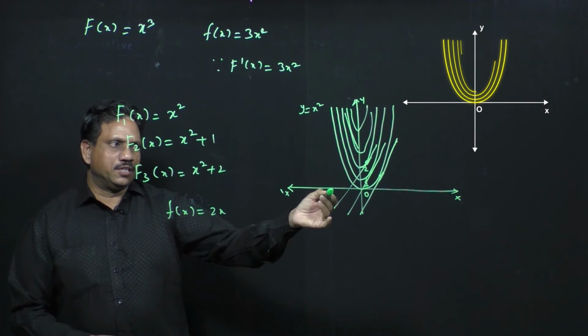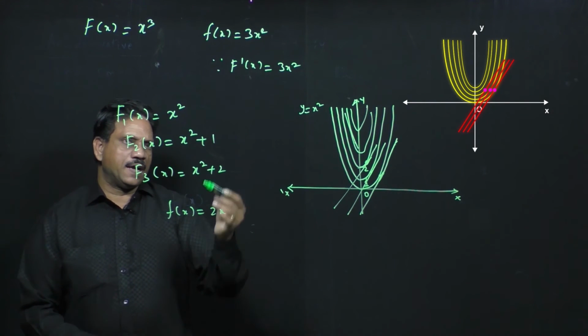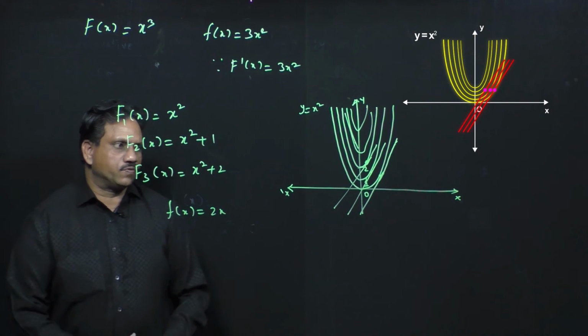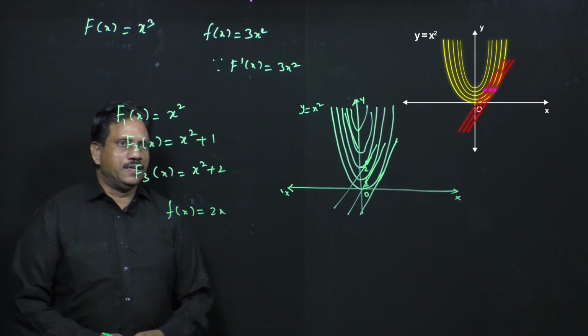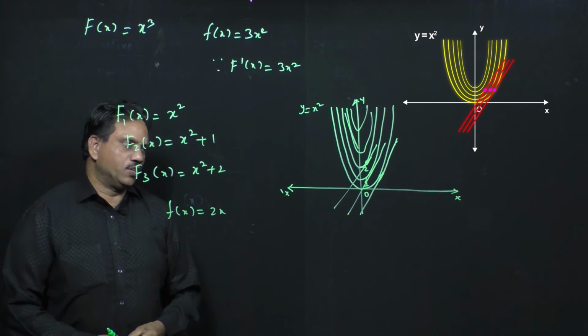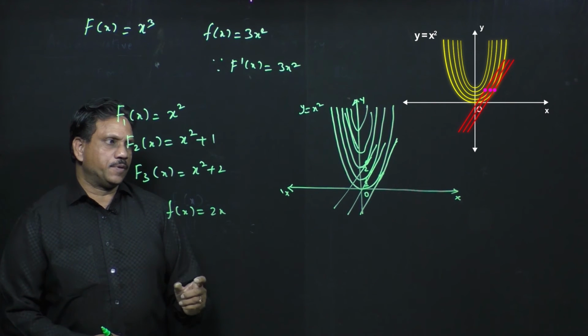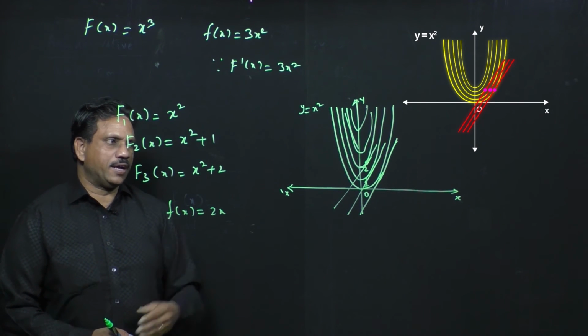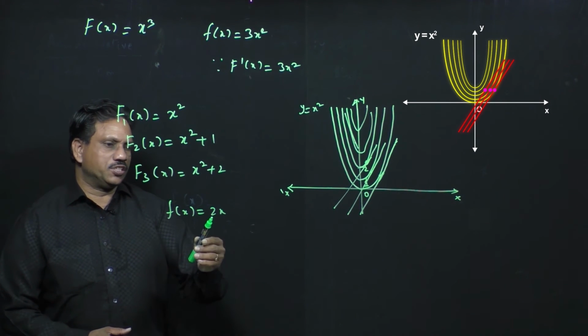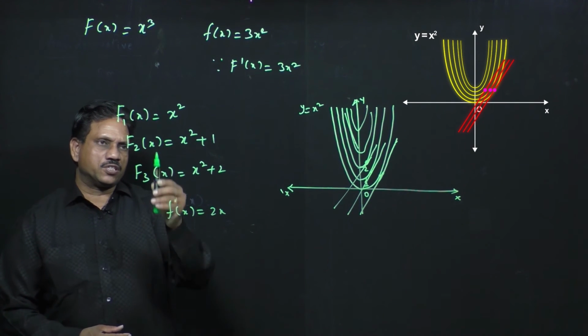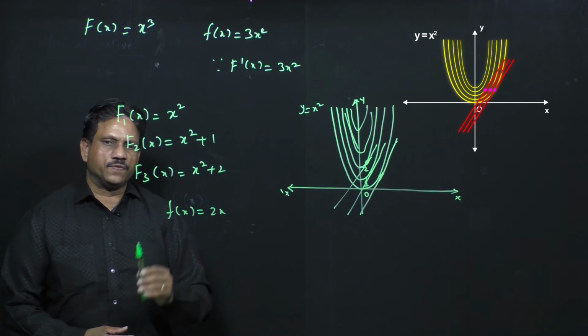See here the different graphs we took. Y equal to x square passes through the origin, x square plus 1 is shifted one unit up, x square plus 2 is shifted one more unit up, like that. All these have the same tangent slope, which is nothing but 2x. So these functions are the antiderivatives of the function 2x.